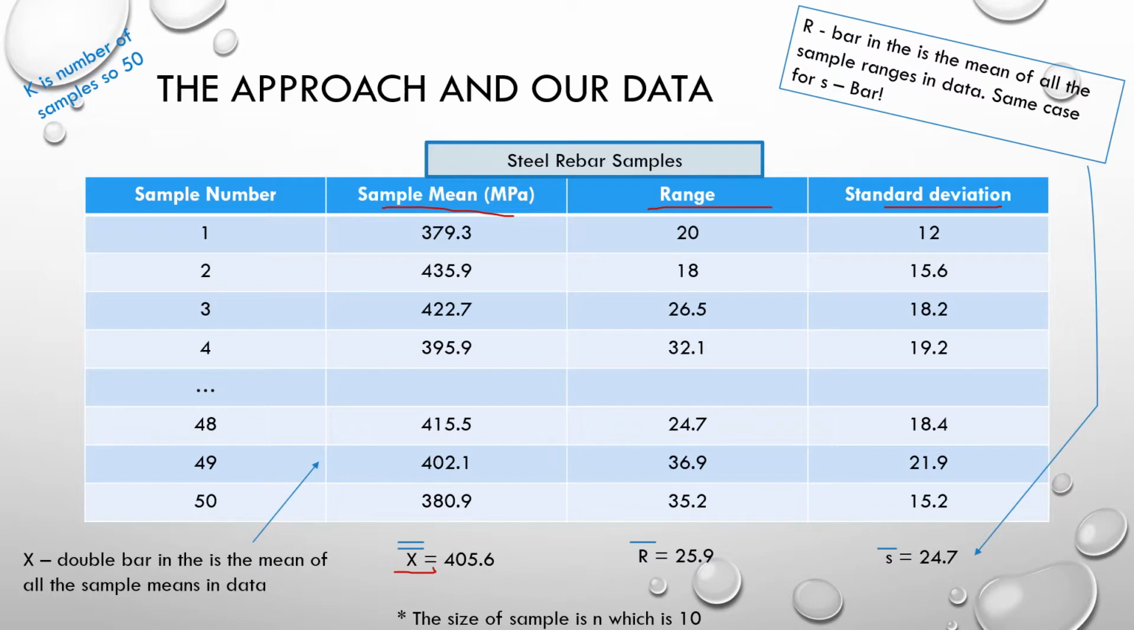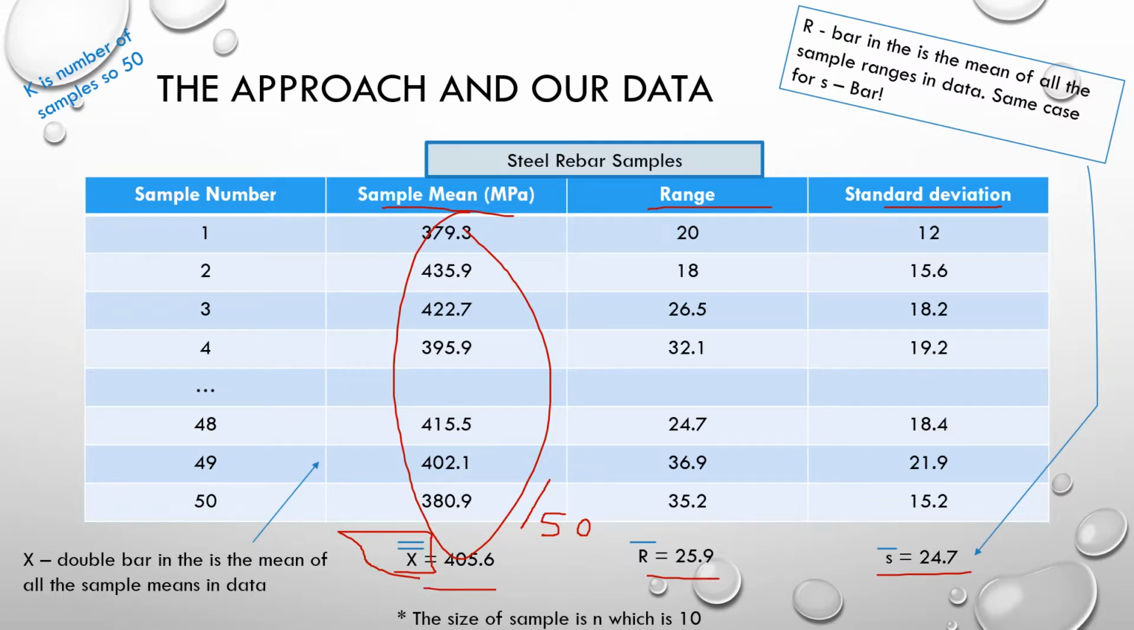So this little thing is an X double bar. Basically, it's the mean of means, so you add all these means together and you divide by 50, which is going to be K in some textbooks. Same thing with the range, same thing with the standard deviation. Here is our data. All of that is in megapascals, by the way. We are looking at tension, which is stress.